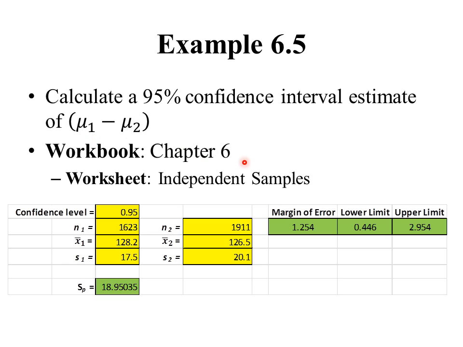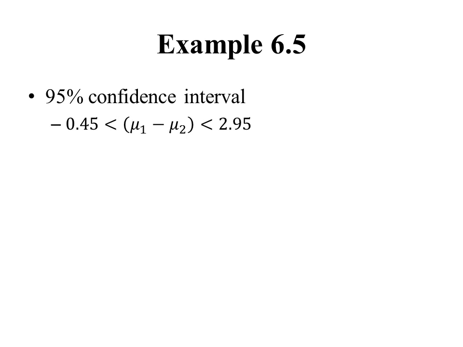So if we go to the workbook Chapter 6 and the worksheet independent samples, we can enter our sample statistics here in these yellow cells. Here's sample 1 and here's sample 2. And then the green cells are automatically calculated. Here that calculates what the book calls the pooled standard deviation, and then here it calculates the margin of error, and then we have the lower limit and the upper limit. And so that's all there is to calculating a confidence interval estimate of a difference like this. So our confidence interval is mu1 minus mu2 is somewhere between 0.45 and 2.95.